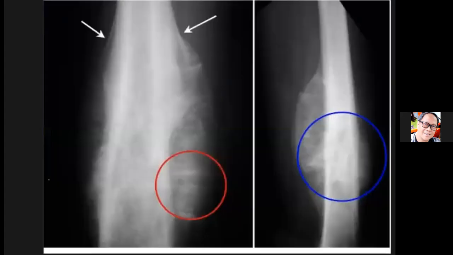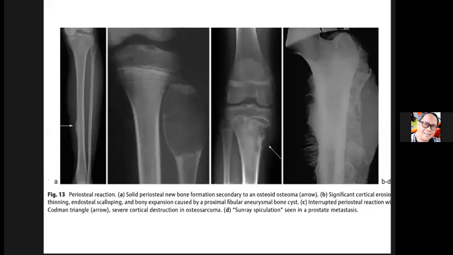Okay, so sometimes you may see more than one type of lesion happening in a single specimen. For example, in this particular example, you have Codman's triangle and you have sunburst appearance, and you also have multiple layers in onion skinning in this area here. And you have also a soft tissue mass. So in the real world, you may have more than one type of aggressive pattern being seen in a single X-ray specimen. Okay, so these are some other examples.